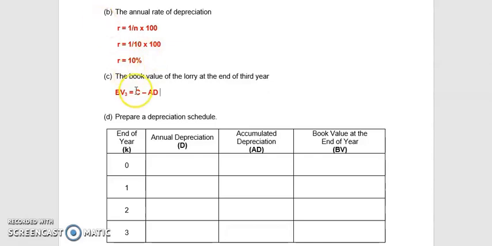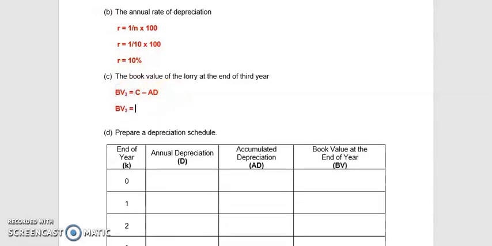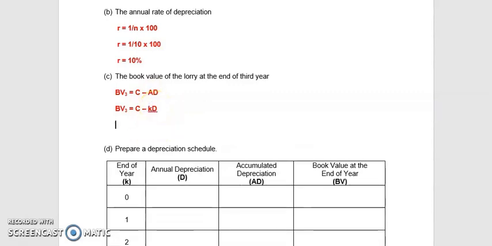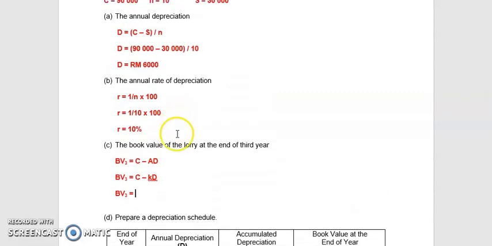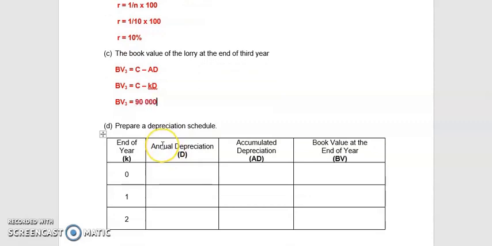Okay. So if we expand this formula, we will get BV3 equal to cost minus KD. Okay. KD is referring to accumulated depreciation. So BV3 equal to cost. So our cost just now is 90,000 minus K. Okay, what is K? So we want to find book value year 3, right? So now K equal to 3. So D is annual depreciation. So just now 1 year it depreciates for 6,000. So if 3 years, multiply by 3. Okay.